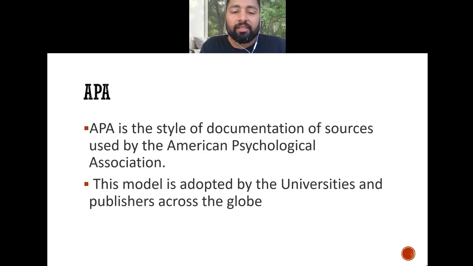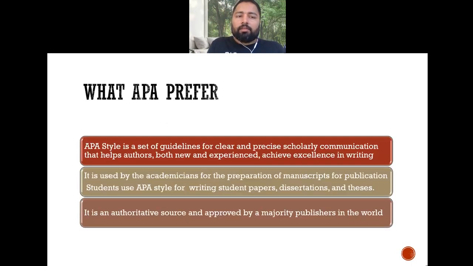This model is adopted by the universities and publishers across the globe. That is very important. So what does APA prefer? APA style is a set of guidelines for clear and precise scholarly communication that helps authors, both new and experienced, achieve excellence in writing. So there are experienced authors and new authors. All the authors should follow these guidelines.